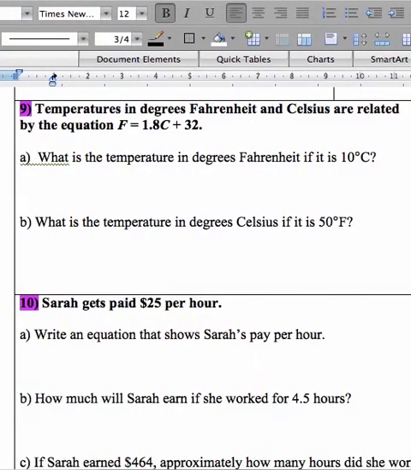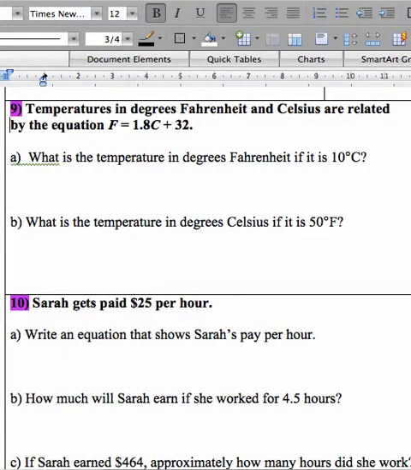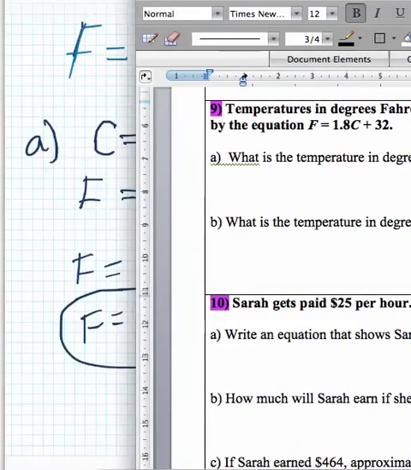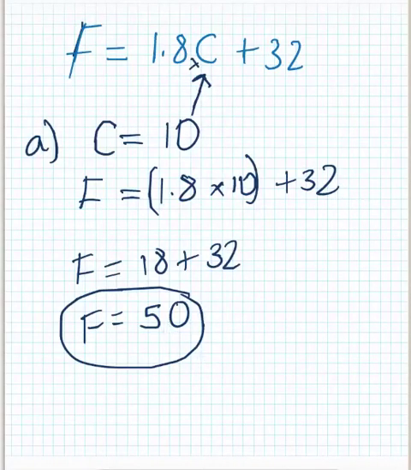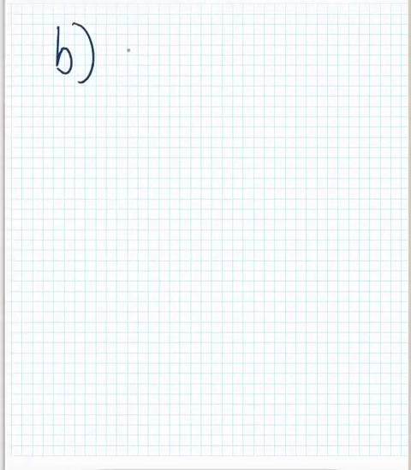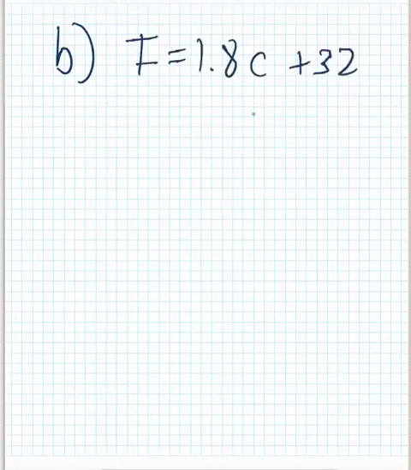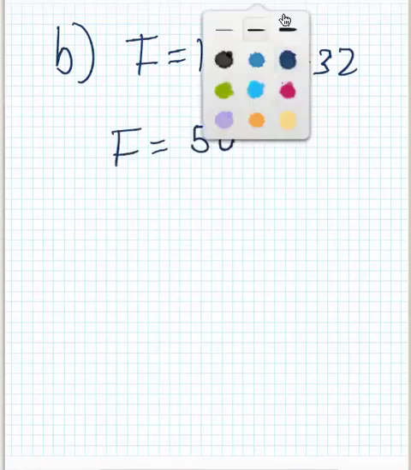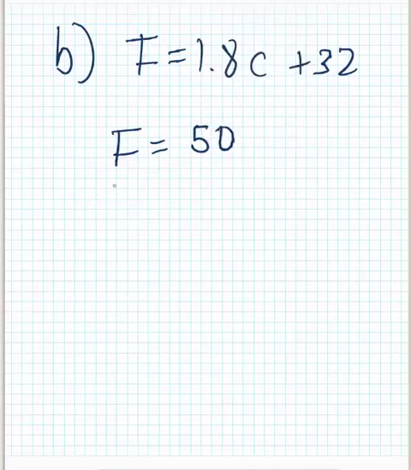Okay, and that's it. So the next question says, for B, what is the temperature in degrees Celsius if it is 50 degrees Fahrenheit? So now we're doing the opposite. If F is 50, what do we get for C? Now we should know what the answer is because we use the same number, but we have to show working out. So for B, once again, there's my equation. F equals 1.8C plus 32. This time, if F is 50 degrees, what is C? Now this one's a bit harder because F is on the outside. So I'll substitute F for 50. So I'll have 50 equals 1.8C plus 32.